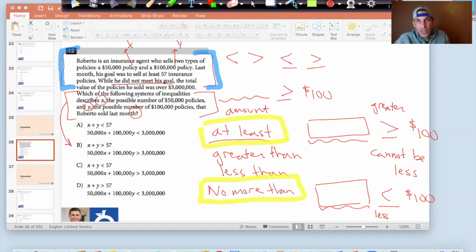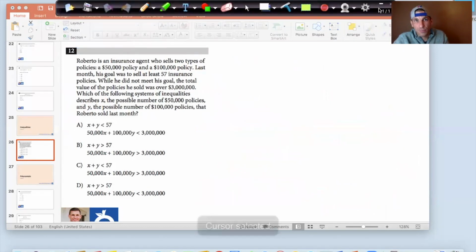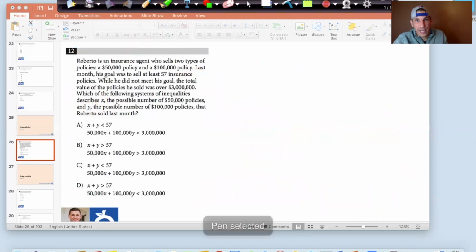So here, what I have as I'm doing my inequality is, and actually let me see if you guys have any quick questions as we go through. Nope, no questions so far. But feel free to ask as we go. All right, last month his goal was to sell at least 57 insurance policies, while he did not hit his goal. So 57 is going to be kind of the total for all of the insurance policies altogether.